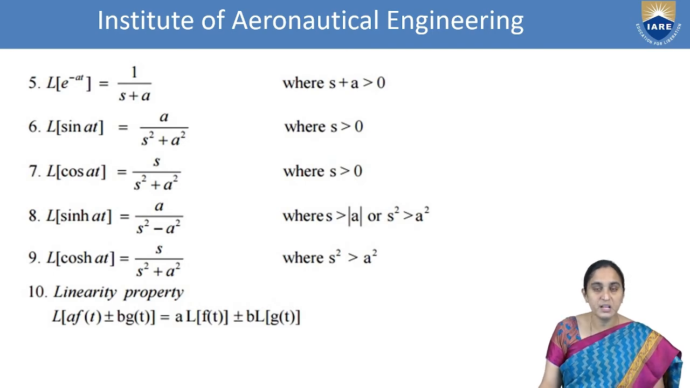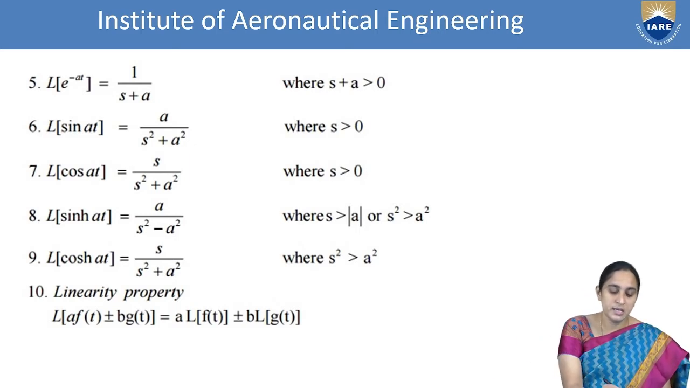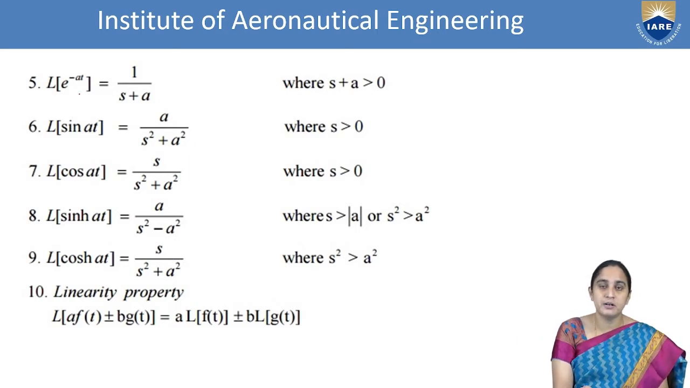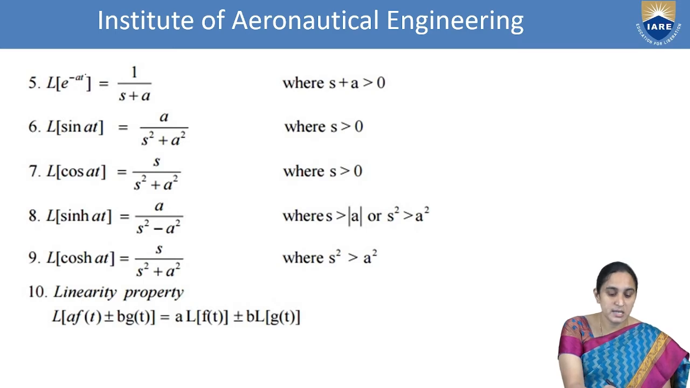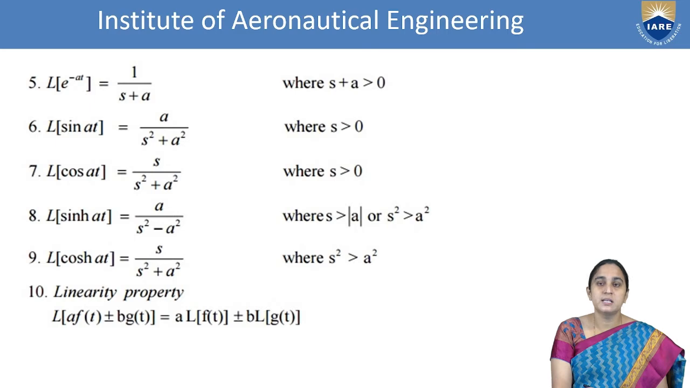Next, Laplace of e power minus at. What is the formula of that? Here it is also an exponential function, but the t coefficient is the negative value, that means minus a. For that case, the Laplace formula is 1 by s plus a, where s plus a is always greater than 0.